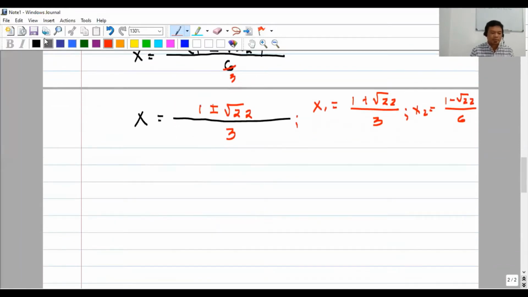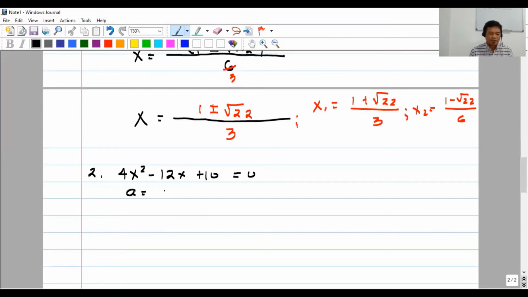The second example, number 2, is 4x squared minus 12x plus 10 equals 0. Again, it's easy to identify the values of a, b, and c here because the equation is already expressed in standard form. So all we have to do is identify the values of a, b, c.